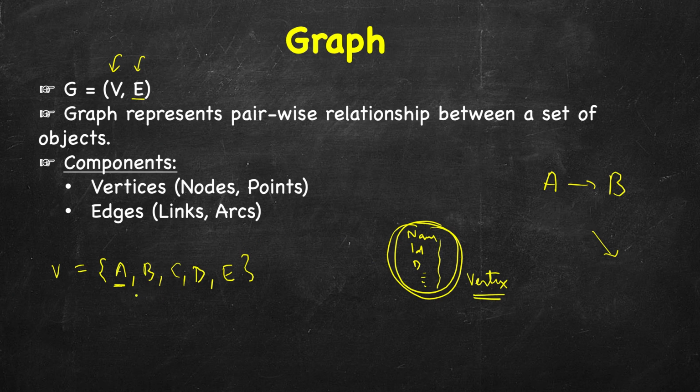But for simplicity and for understanding the concepts, we generally denote these nodes with some labels, either 0, 1, 2, 3, 4 or A, B, C, D like this. So that's the vertices. Now this relationship is an edge. It can be directed or it can be undirected, which we will shortly see. So a graph represents a pairwise relationship between a set of objects, and it is made of two components. We have already seen that. The first component is vertices. We also call these nodes or points. The second component is edges. We call them links or arcs as well.